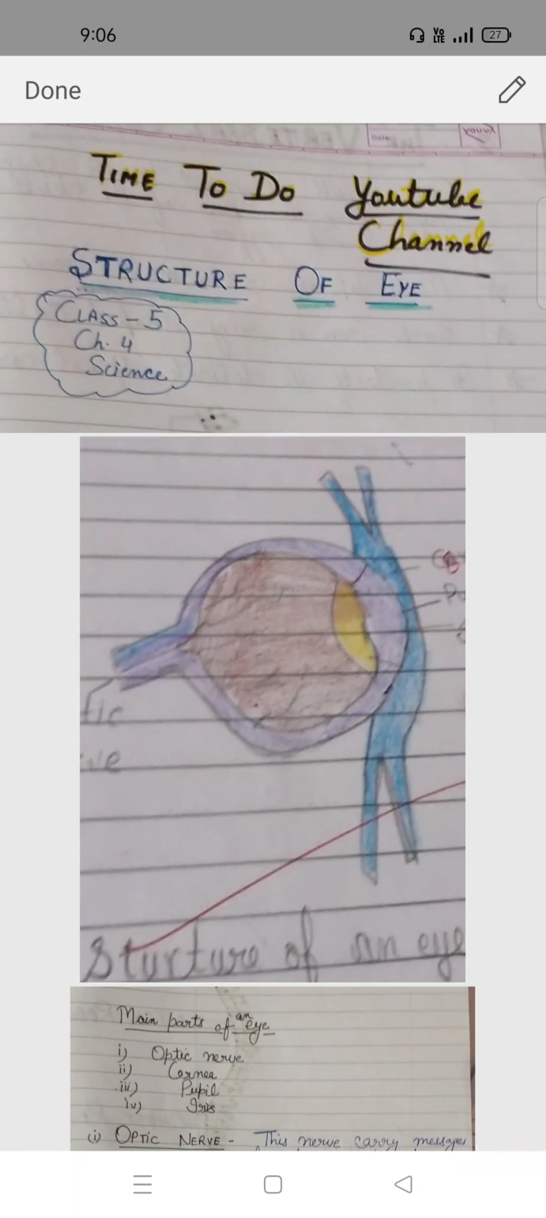Today we are going to discuss the structure of the eye. This is mentioned in chapter 4 of class 5.